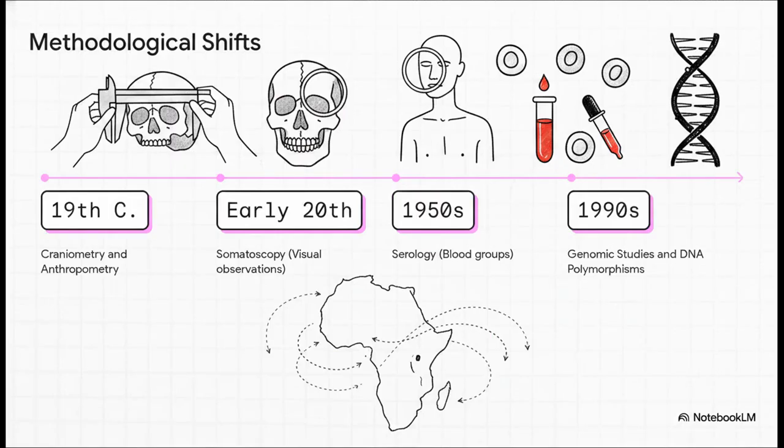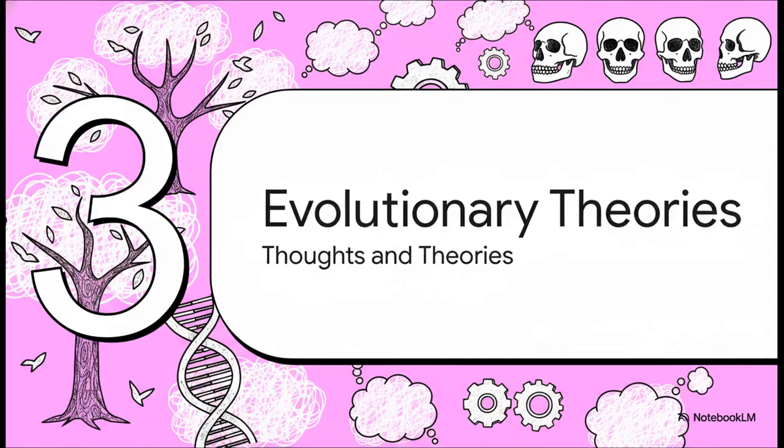It's actually crazy to see how fast our toolkit has evolved. In the 19th century, researchers relied almost entirely on craniometry, literally measuring skulls with metal calipers. By the early 20th century, we had standardized visual observations. But the massive leaps happened in the 1950s with serology and blood groups, eventually arriving at the 1990s with full-on genomics. I mean, we went from measuring the outside of a skull to analyzing the microscopic DNA blueprints of human migration. On to Section 3, Evolutionary Thoughts and Theories.